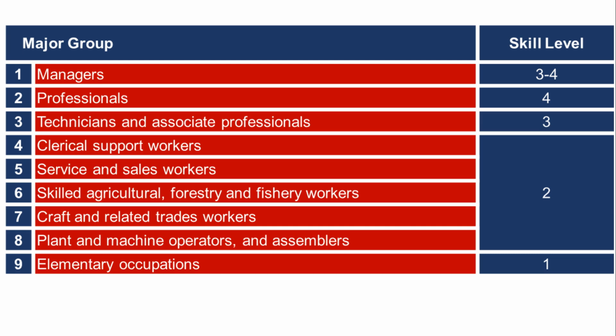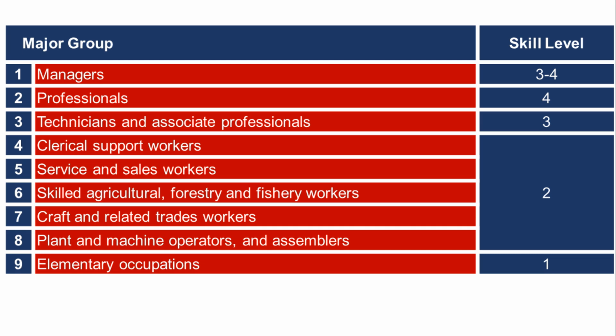Skill level 1. This is the lowest skill level, covering jobs that require only basic literacy and numeracy skills. Occupations such as laborers, cleaners, and agricultural helpers fall into this category. Skill level 2 reflects jobs that require more skills, practical experience, and some vocational training. Occupations in groups 8, 7, 6, 5, and 4 typically fall into skill level 2.